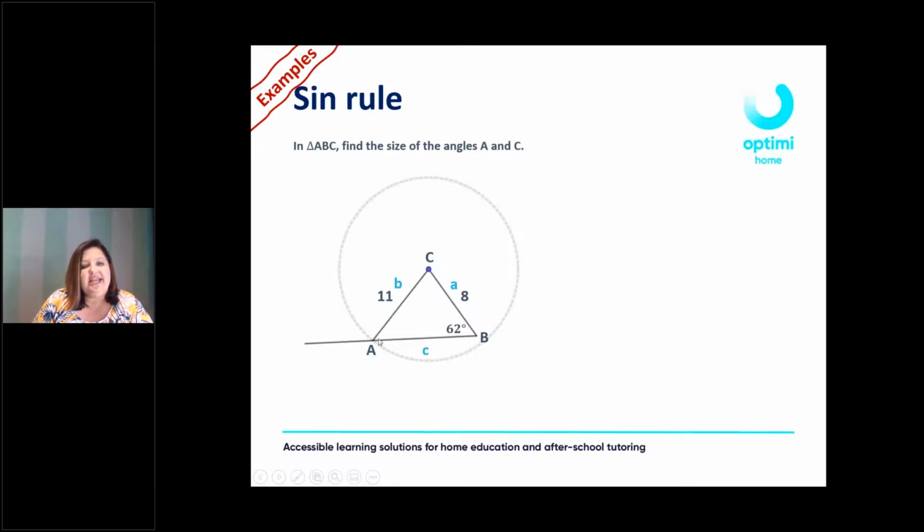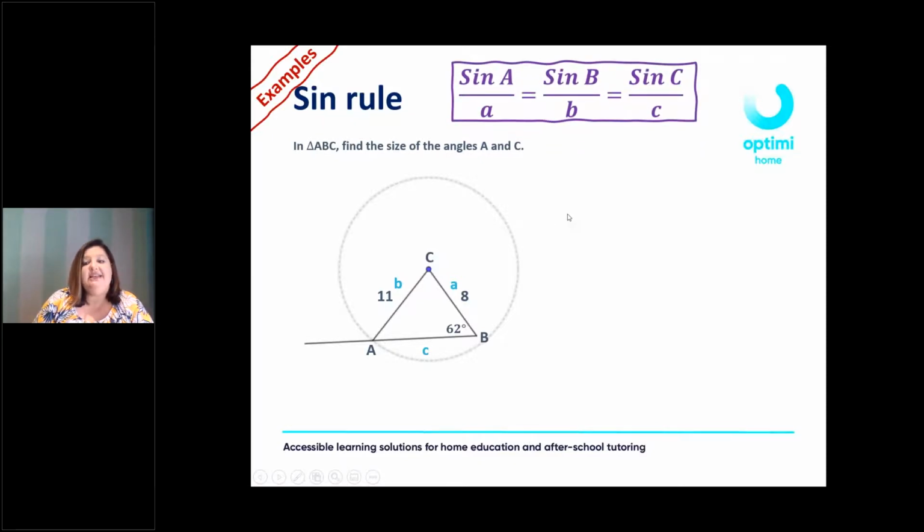Right. There, I've just named all the sides. Opposite angle A is side A, opposite angle C is side C, and opposite angle B is side B over there. I've added the equation at the top for reference, as this is probably the first time that you've heard or seen it. So you are going to use this equation, or parts of it, to solve this question.